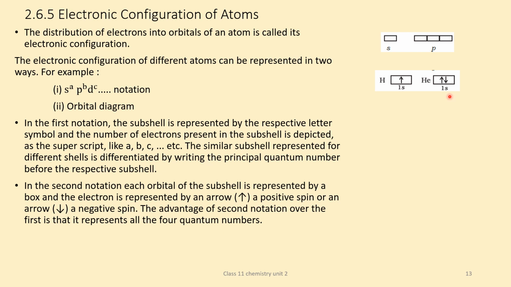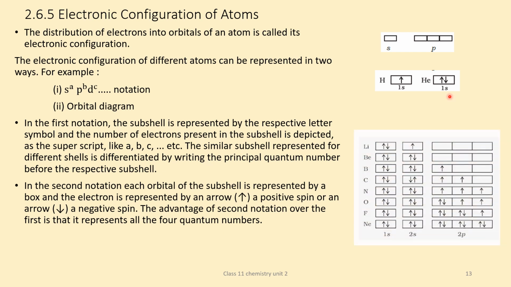For other elements like lithium, beryllium, boron, carbon, nitrogen, oxygen, fluorine, and neon, the configurations and the electron occupancy are shown in different subshells. For example, 1s for all the atoms is shown here, where there are 2 electrons. 2s also is shown. Similarly, we can write for other subshells in the notational form.